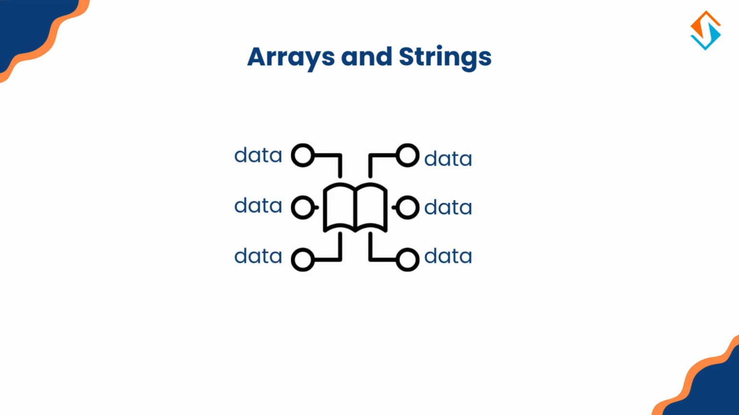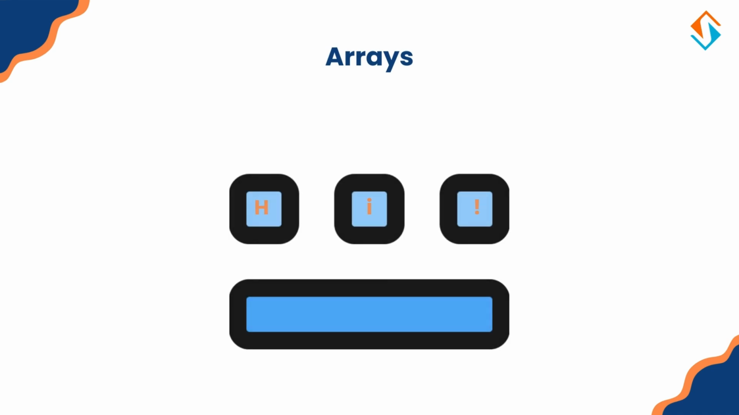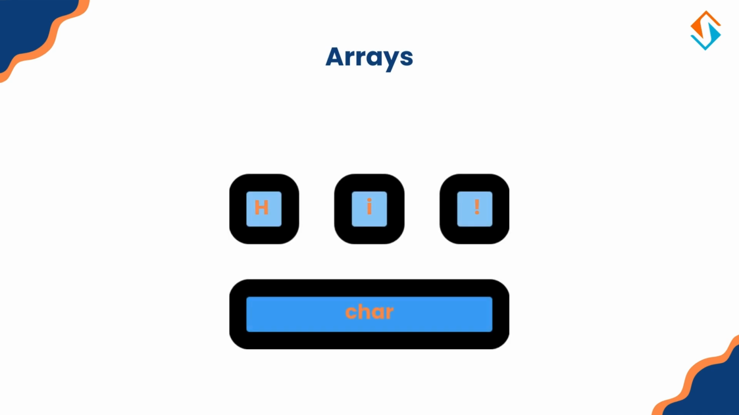Let's start with arrays. An array is like a list of variables of the same type, stored in a single block of memory. You can use arrays to store multiple values of the same type.